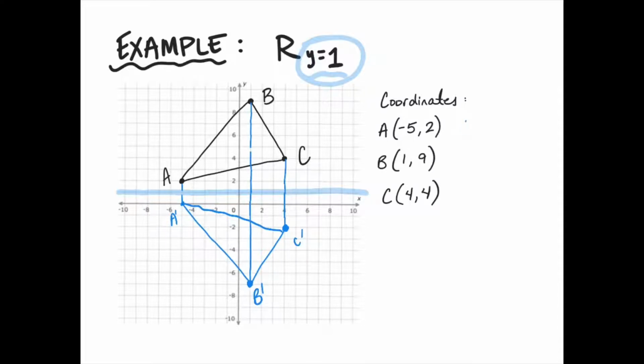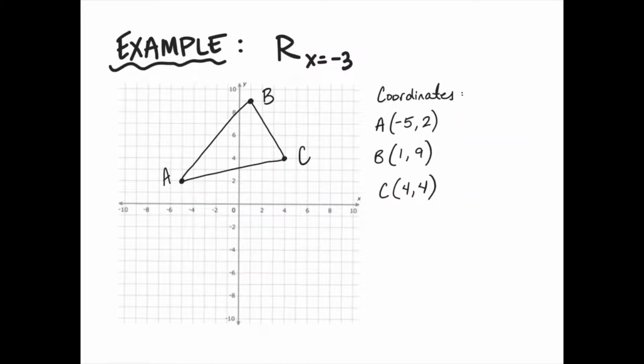And the coordinates are going to be A prime, B prime, C prime. And it's going to be -5, 0. We got 1, -7. And C prime is going to be 4, -2. Cool. And we're not going to really have a rule for this one. As long as you can figure out how to flip it over the line y = 1, I'm a happy camper. Next.